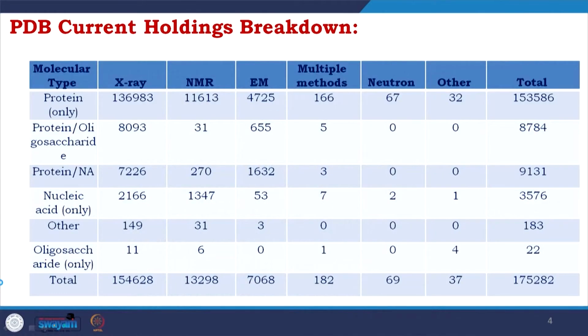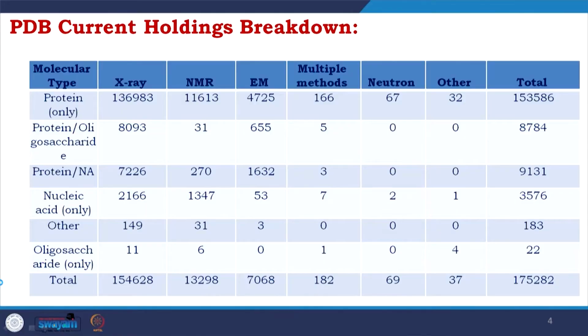Protein oligosaccharide 8093 for X-ray, 31 for NMR, EM 655, a significant change. Protein nucleic acid 7226 in X-ray, 217 NMR, and a very significant number 1632 in electron microscopy. In this field of protein nucleic acid, because these are big complexes, ribosome is one of them, I am sure electron microscopy is going to surpass. Anyway, we have already talked about that. 1,75,282 entries are there.